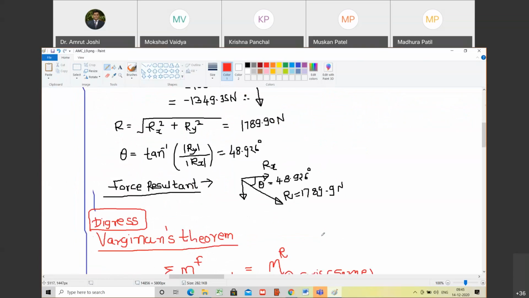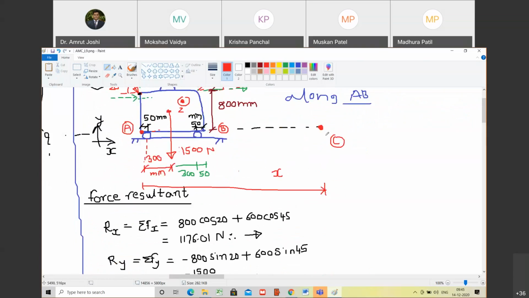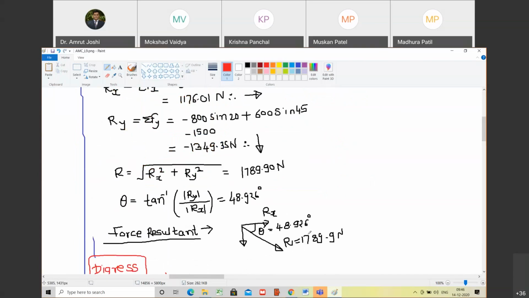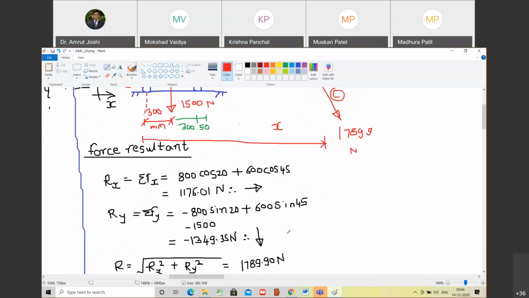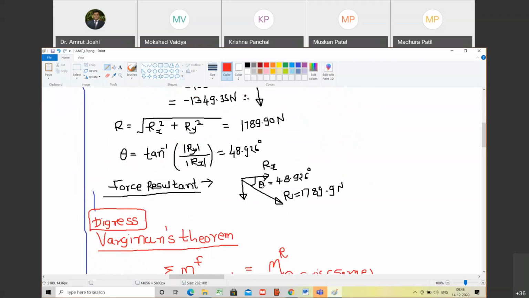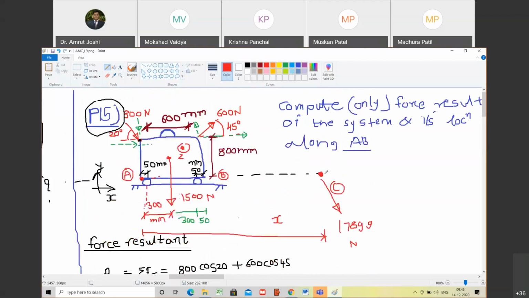So if the resultant is acting at this point, let me show that resultant. कैसे है वो resultant, 1789.9. So at C, if the resultant has to act, it is going to act with 1789.9 Newton at an angle of 48.926 degree. Are you with me? Yes, sir. Now tell me, what is the moment of this resultant?